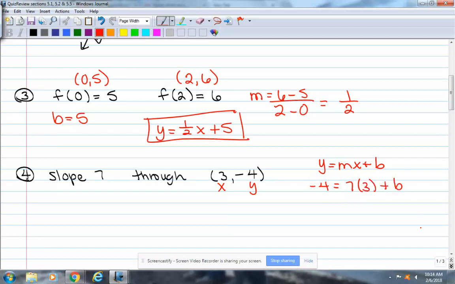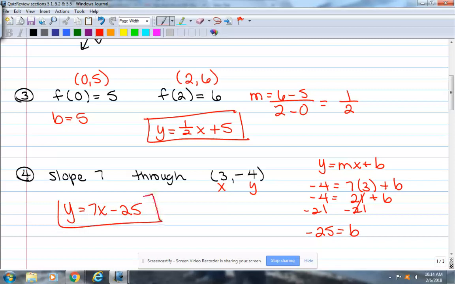So what is 7 times 3? So negative 4 equals 21 plus b. And how do we solve that equation for b? And what is negative 4 minus 21? Do I have m and b? So what's my equation? Y equals 7x minus 1. Any questions on that? Okay.